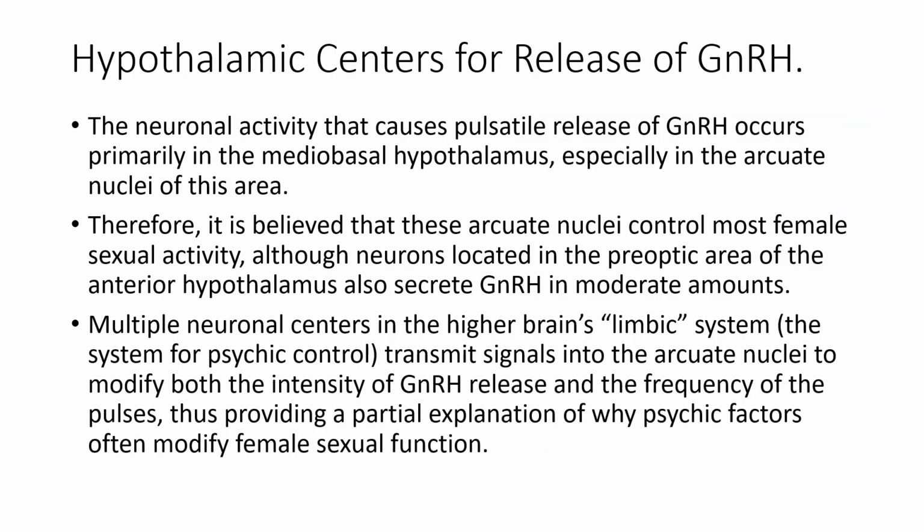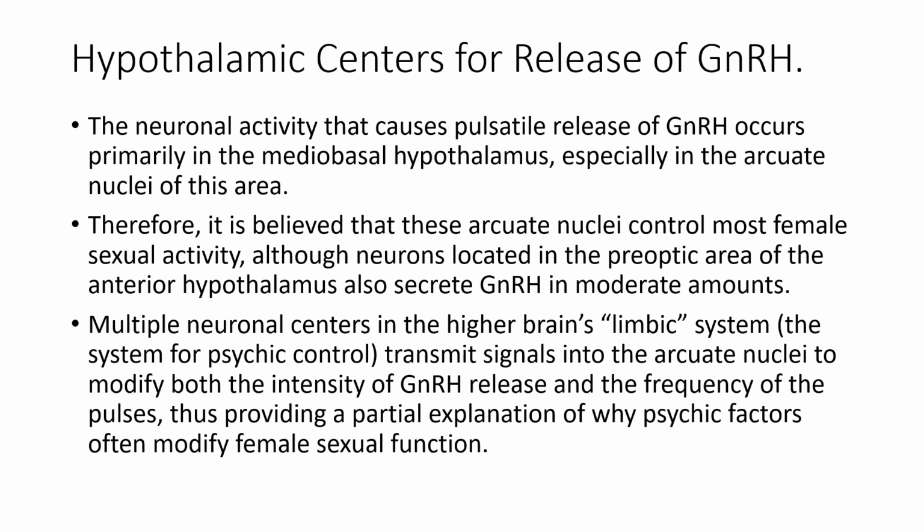Hypothalamic centers for release of GnRH. The neuronal activity that causes pulsatile release of GnRH occurs primarily in the mediobasal hypothalamus, especially in the arcuate nuclei of this area. Therefore, it is believed that these arcuate nuclei control most female sexual activity, although neurons located in the preoptic area of the anterior hypothalamus also secrete GnRH in moderate amounts.